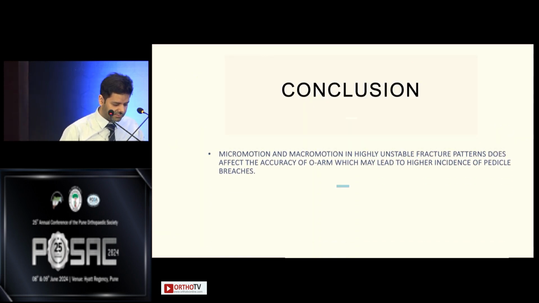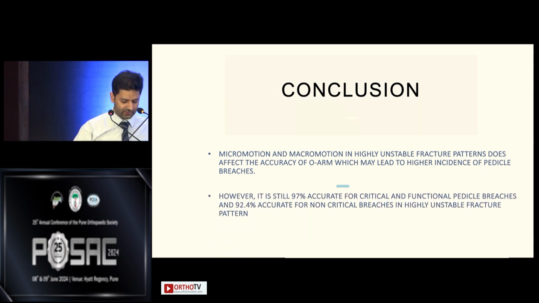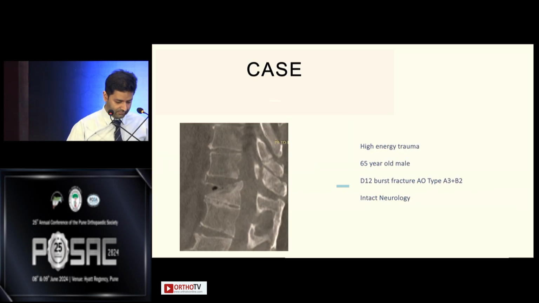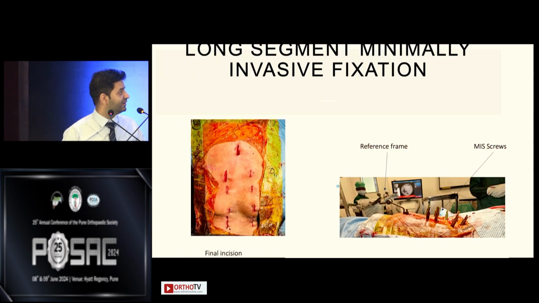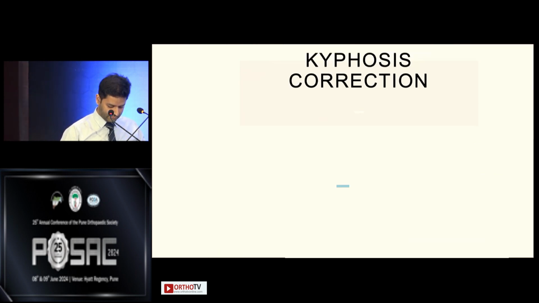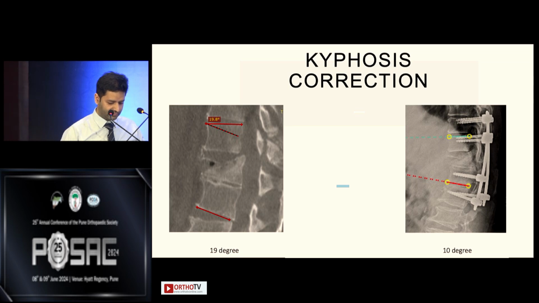So we conclude that micromotion and macromotion do affect the accuracy of OAM, which may lead to a higher incidence of pedicle breaches. So this is a case. This is a D12 burst fracture with a B2 component. We did it percutaneously. This is our reference frame. These are MIS screws, and this is the final incision. This was a morbid 70-year-old patient, so we did an MIS fixation. The kyphosis was corrected from 19 degrees to 10 degrees.